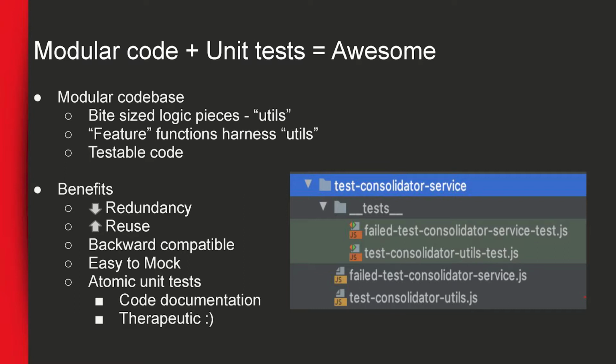As an example, you can see here we have a failed test consolidator service, which is a feature function, which harnesses the utilities in the test consolidator utils. And as you can see, both of these are tested. And if you think about it, the test in the test consolidator utils is testing the implementation details, whereas the failed test consolidator tests are actually testing how everything's harnessed together, or how everything's fastened together.